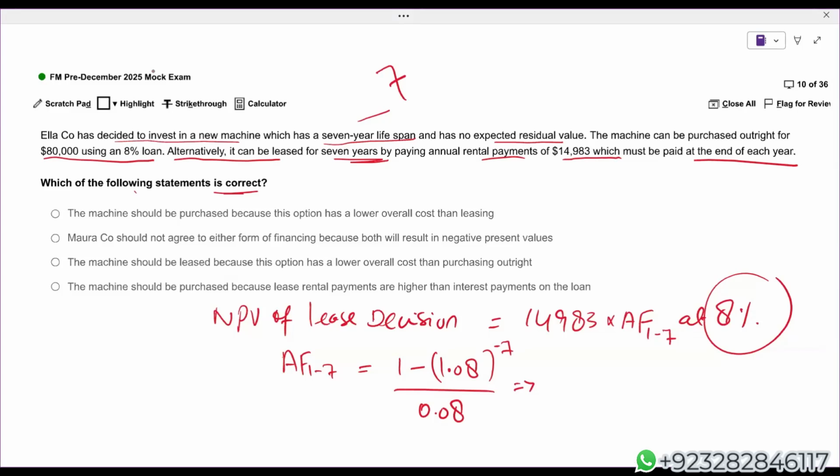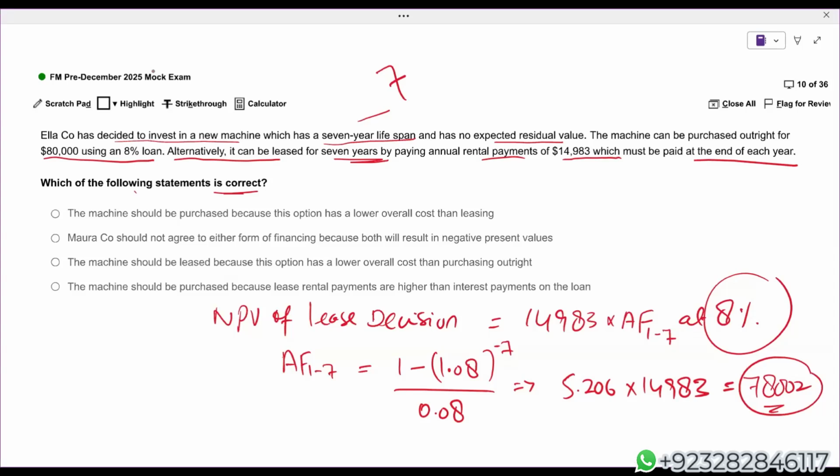Let me use a calculator. 1 minus 1.08 to the power of minus 7, divided by 0.08. I'm getting 5.206, multiplied by 14,983. 5.206 into 14,983, I'm getting 78,002. Obviously, 78,002 is lower than 80,000, so I'll go for lease.